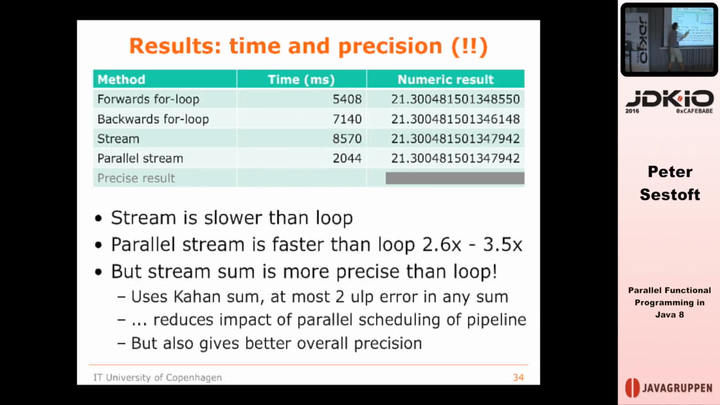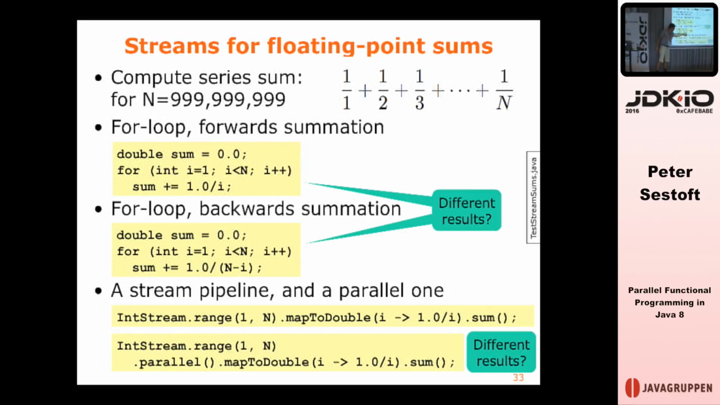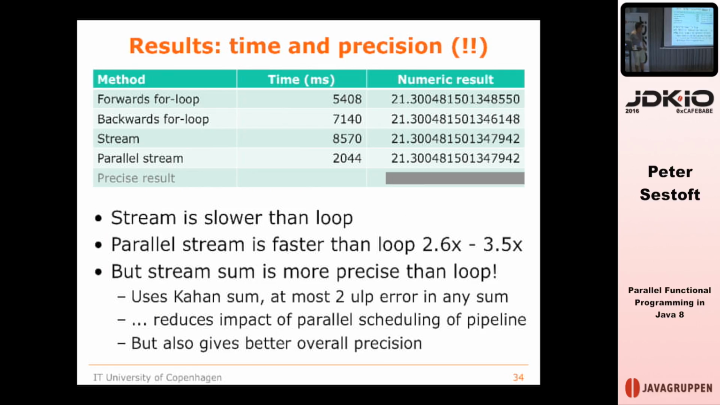It turns out that the forward for loop is the fastest, 5.4 seconds. The backwards for loop is surprisingly much slower, considering that the only thing it does differently is to subtract an integer here, and you would think that the floating point division was actually the cause of most of the work. And the stream is slower. So here the stream is clearly slower, 8.5 seconds instead of 5.4. The parallel stream is faster than all the others, actually by a factor of more than 4. The machine has 4 cores and hyper-threading, so that may be the reason.